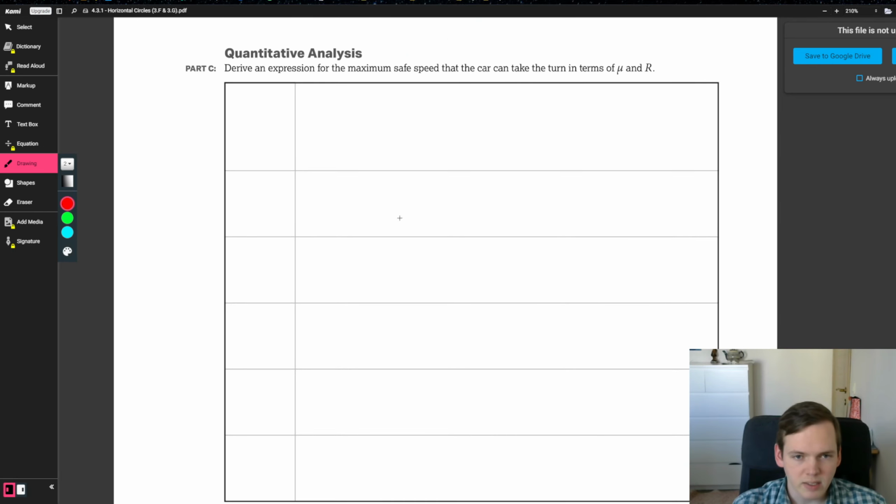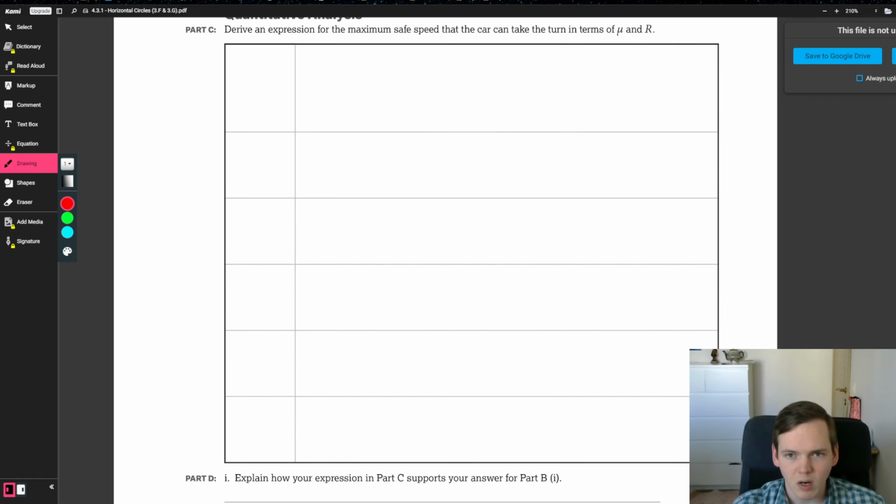Okay, quantitative analysis: derive an expression for the maximum speed that the car can take in terms of mu and r. There's some flexibility here in how you can write this out, but I'm going to show one example. We want to start with the net force is equal to the mass times the centripetal acceleration. So the net force is also equal to mv squared over r.